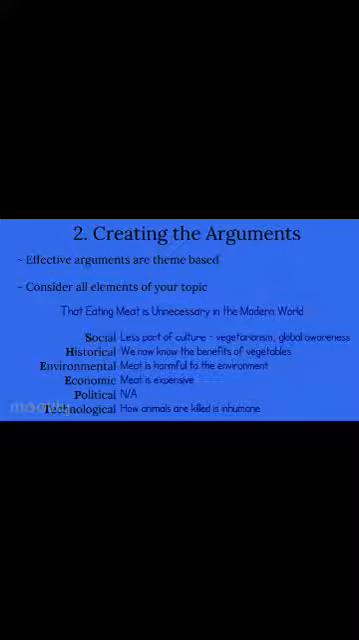An environmental argument, now this is one that would need to be included, is that meat is really harmful to the environment in a variety of different ways. An economic argument is that meat is far more expensive in comparison to vegetables and fruit.